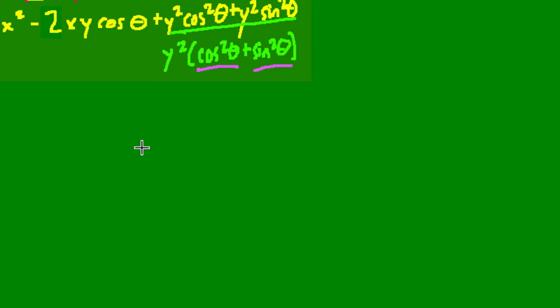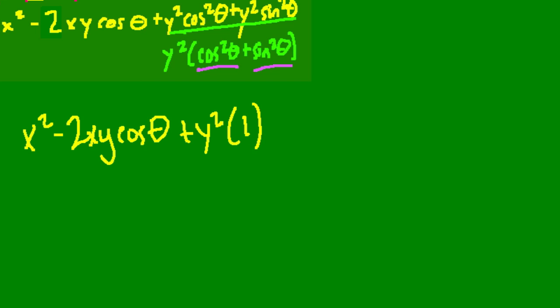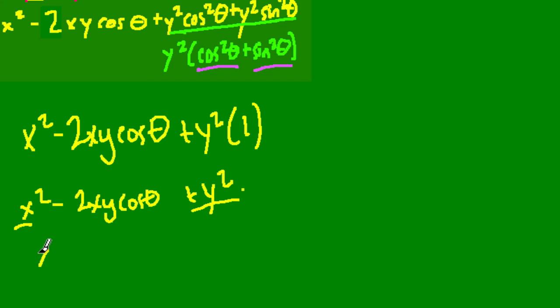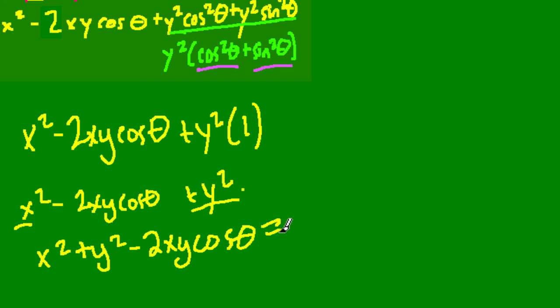So right now we're up to this, right? And we said that this is 1 times y squared, so let me rewrite everything so that we have x squared minus 2xy cosine of theta plus y squared times 1, which is just y squared. So y squared plus, well, x squared minus 2xy cosine of theta. I'm just going to rewrite that. So we have these two terms together. So it's x squared plus y squared minus 2xy cosine of theta equals what?